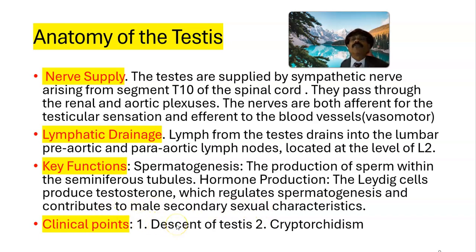Clinical point: descent of the testis. During embryonic and fetal life, the testis is in the abdomen. Then it gradually descends through the deep inguinal ring, inguinal canal, and superficial inguinal ring to the bottom of the scrotum, suspended by the spermatic cord. Sometimes it may not descend. We call it undescended testis, and that is called cryptorchidism. It may be in the inguinal region or in the abdomen. Cryptorchidism may be associated with sterility if it is bilateral, and it is also associated with testicular cancer.